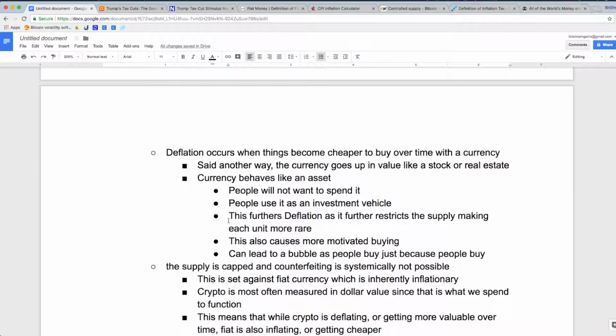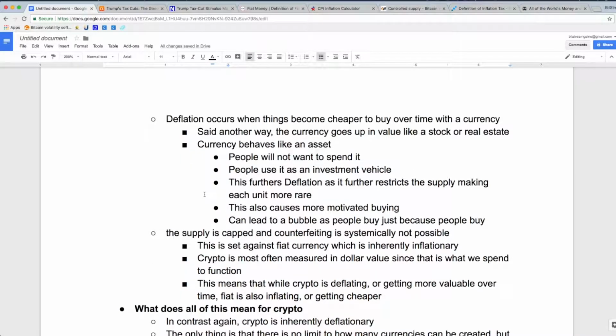People use it as an investment vehicle, a savings vehicle, and not a currency to transact with for the most part, even though you can. This also causes more motivated buying because it's harder and harder to pry Bitcoin out of the hands of people. I don't want to spend my Bitcoin on a cup of coffee. I'd rather spend dollars because dollars are going to devalue and my Bitcoin is going to increase in value. So I don't want to exchange that for something that's not also as valuable if I can help it.